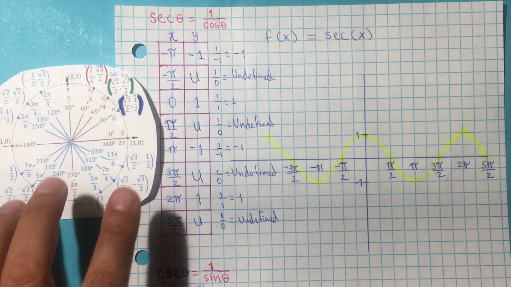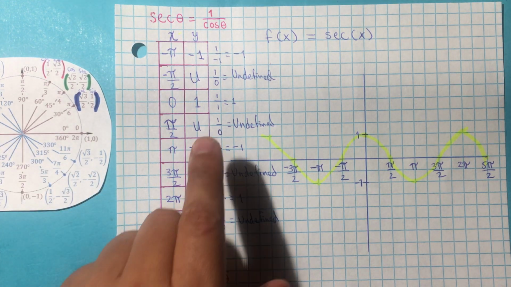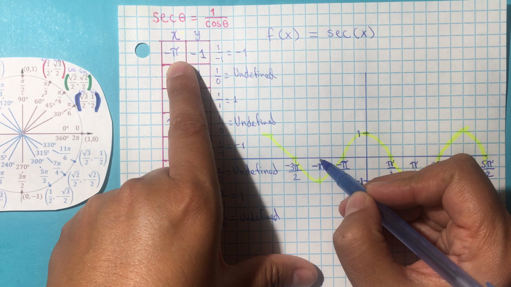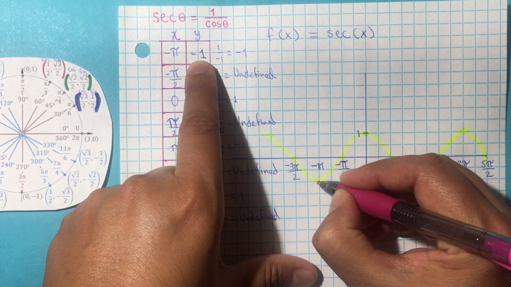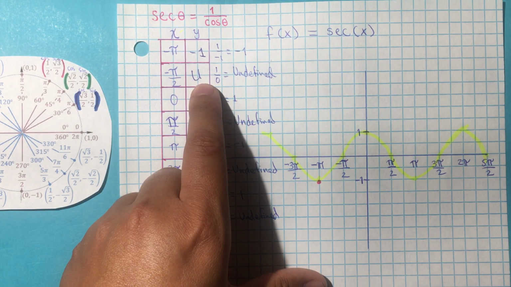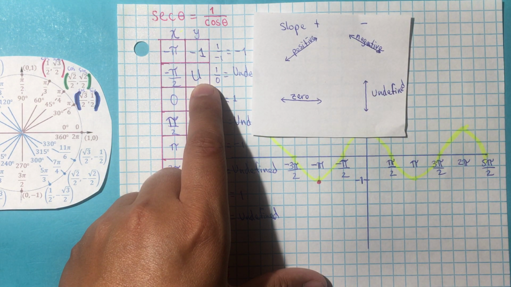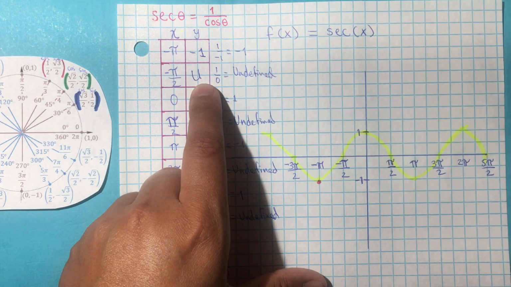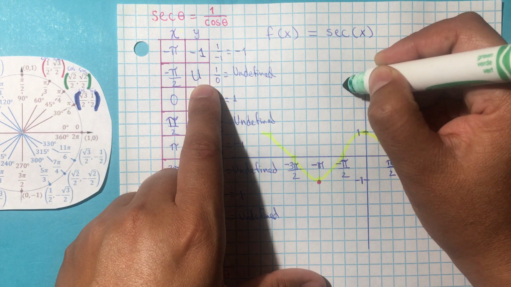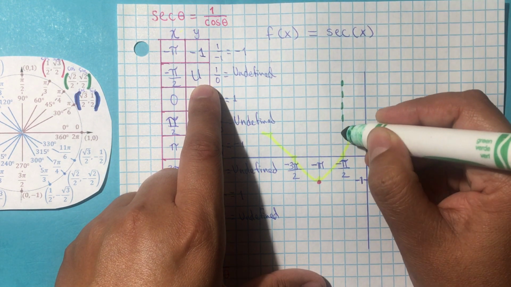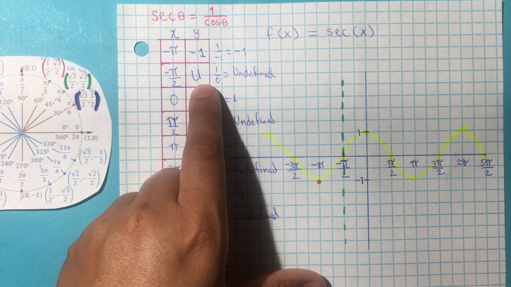So those are the critical points, and what you're going to do is just plot each point. So -pi, it's right here, that's -1. So you go down here. The next one, -pi/2, is undefined. And if you recall from previous lessons, undefined, when it's about the slope, you graph it this way. So it's just a vertical line. Basically, it means that my graph is not going to touch that line. So I'm just going to draw that vertical line at -pi/2.